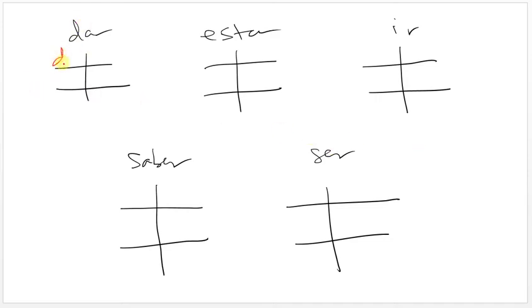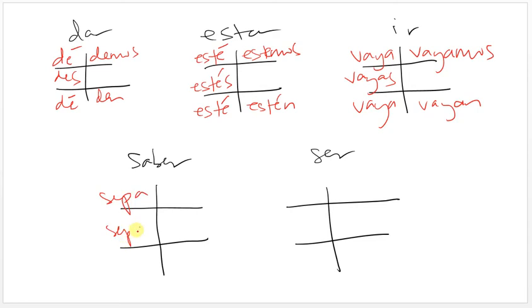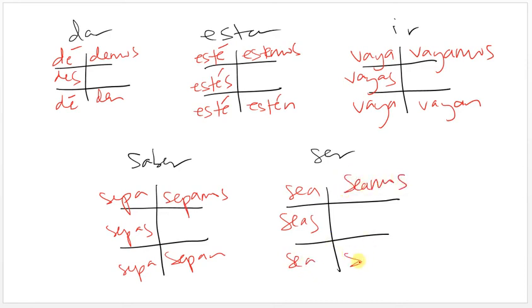So for dar in the subjunctive, it's going to be dé with an accent, des, dé with an accent, demos, and den. For estar, it's going to be esté, accent, estés, accent, esté, accent, estemos, no accent, and estén, accent. For ir, completely irregular, vaya, vayas, vaya, vayamos, and vayan. For saber, sepa, sepas, sepa, sepamos, sepan. And for ser, sea, seas, sea, seamos, sean.